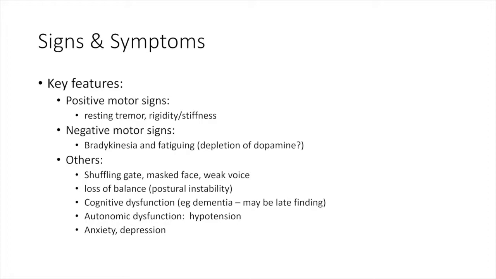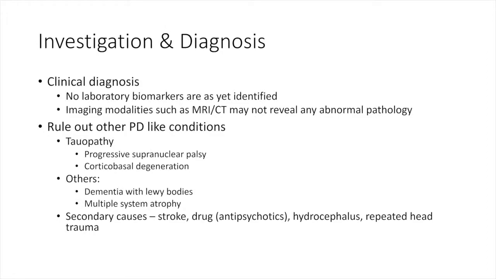How do we diagnose, and what are some of the investigations that we can consider? Well, from a diagnostic approach, clinical diagnosis is the key approach at this moment. There are no laboratory biomarkers, and as yet, imaging plays very little or no role in the diagnosis of Parkinson's disease.